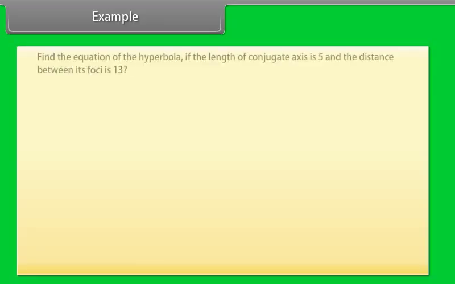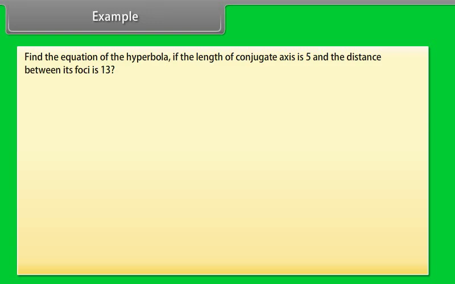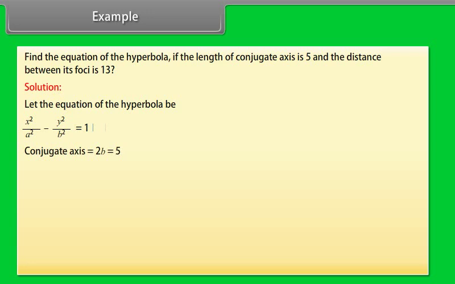Example. Find the equation of the hyperbola if the length of the conjugate axis is 5 and the distance between its foci is 13. Solution. Let the equation of the hyperbola be x square upon a square minus y square upon b square is equal to 1. Conjugate axis is equal to 2b is equal to 5, b is equal to 5 by 2. Distance between the foci is equal to 2ae is equal to 13, ae is equal to 13 by 2.